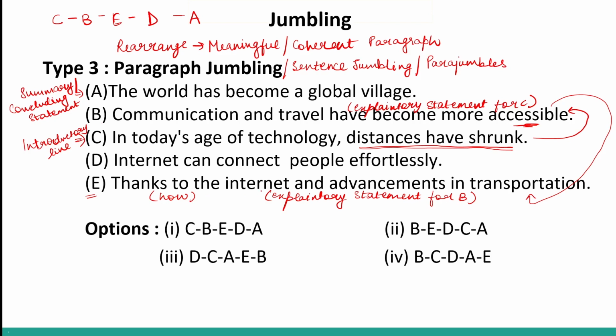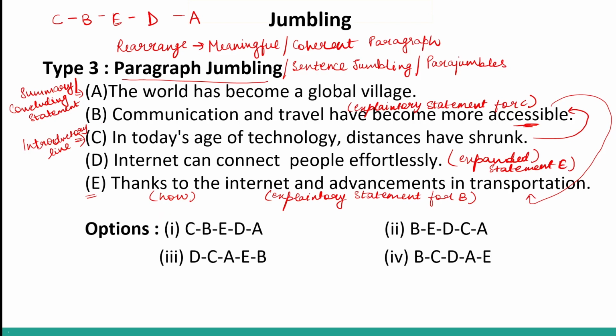Correct? Now after this, we expanded it. So in statement D, we expanded it and said that the internet can connect people effortlessly. We expanded upon statement E. Okay? In D, we did this. Now, we concluded this using the concluding statement that the world has become a global village. So, this is how you solve the question for paragraph jumbling.